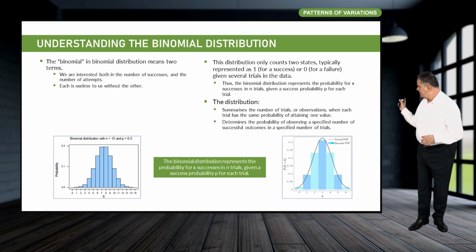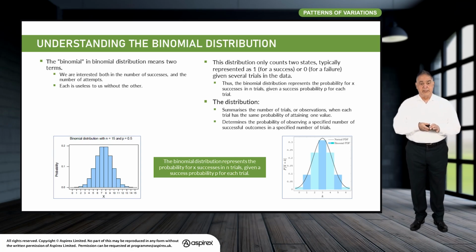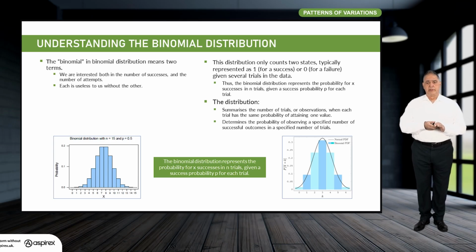We can see in the figure the shape of the binomial distribution, and one thing that you will notice is if we compare it to the normal distribution, it has one peak. But if you look at the binomial distribution, because of its nature, it has two peaks. That's a very easy way to distinguish visually between normal and binomial.